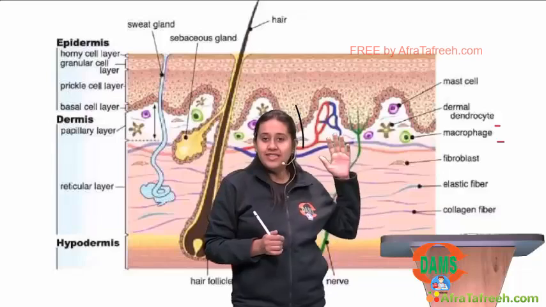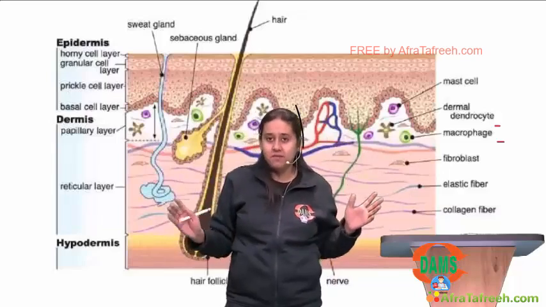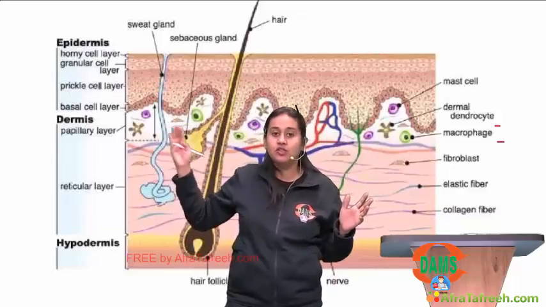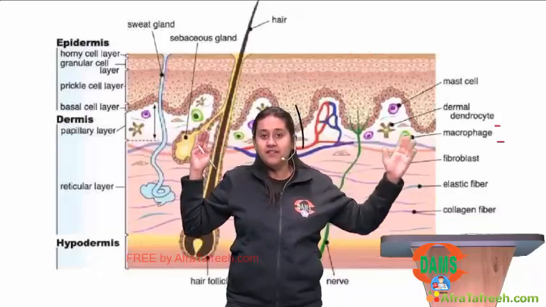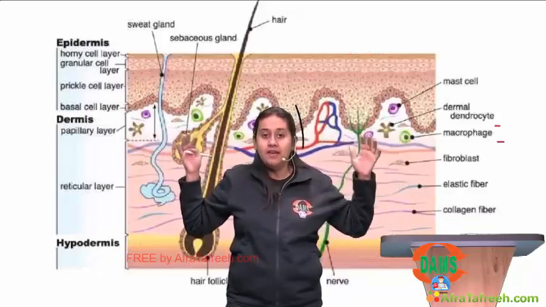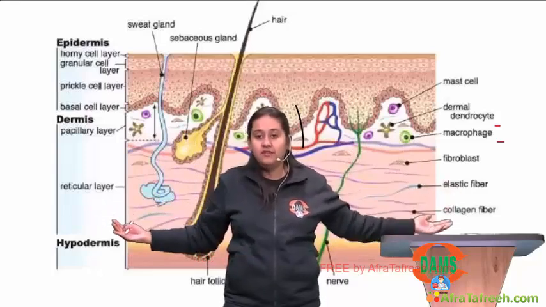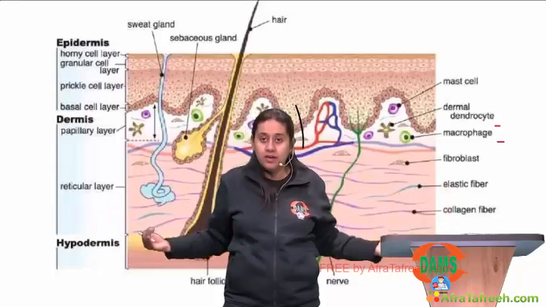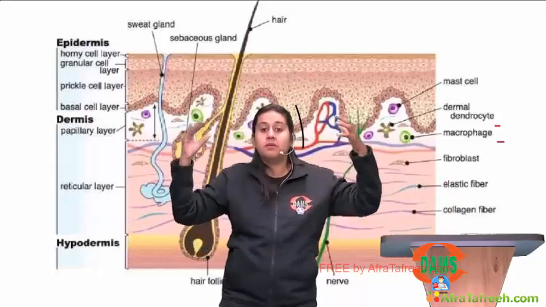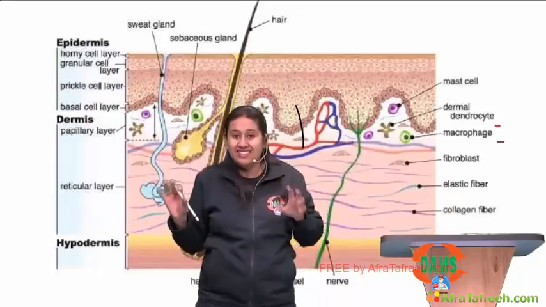Now can you see dermis has a lot of things inside it? We can see that there are cells on the superficial layer. Can you see? We have cells on the superficial layer. In the deeper layer, you can see that we have elastic fibers and we have collagen fibers. So the lower part is more dense. The upper part is more thin or less dense.